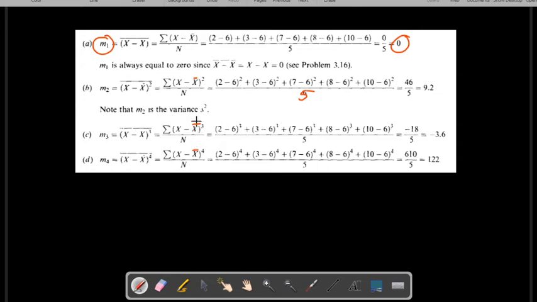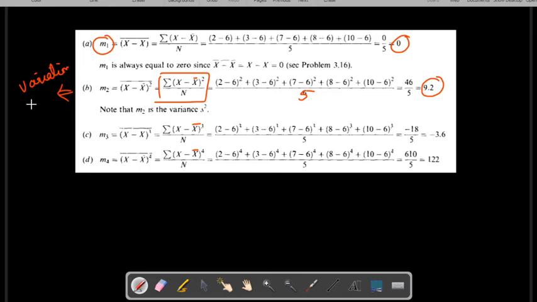Remember one thing, this M2 is called the variance. So you may check the variance formula. This will be the same for variance. Standard deviation was the root of this, so the square of standard deviation is your variance. S square represents your variance. So the second moment about mean will give you the variance.